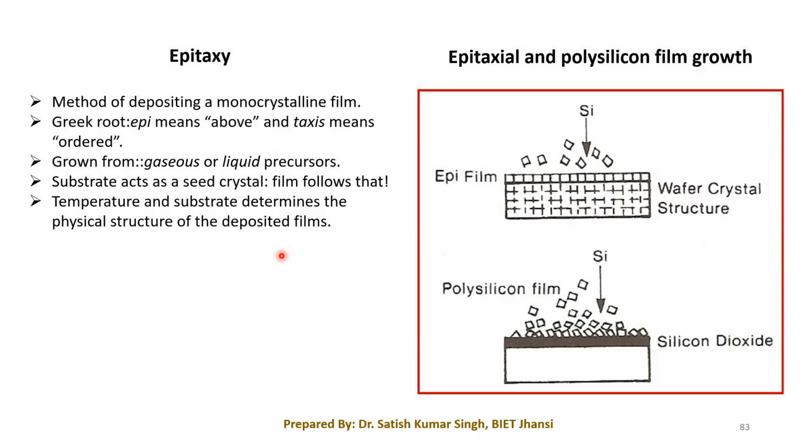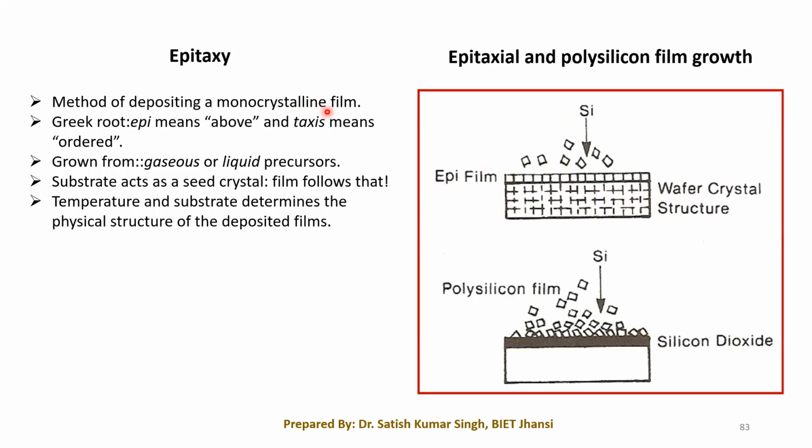So what we have said till now is that epitaxy is a way in which we are growing a monocrystalline layer. First of all, we have to grow a monocrystal layer. We have a particular wafer crystal onto which we have to grow an epitaxial film, and that will be a monocrystalline film.